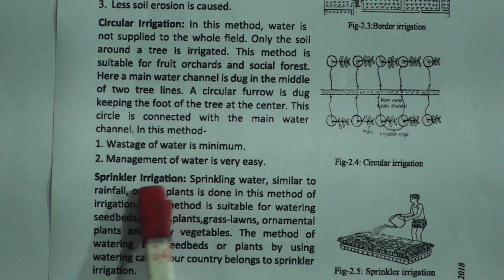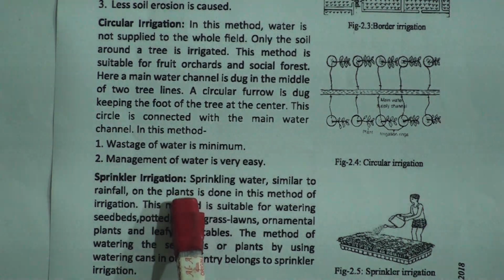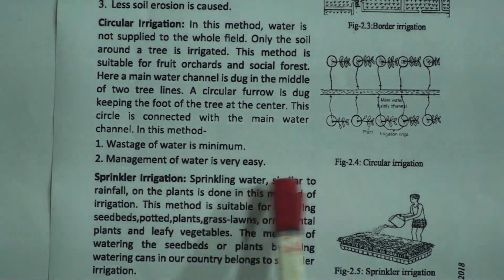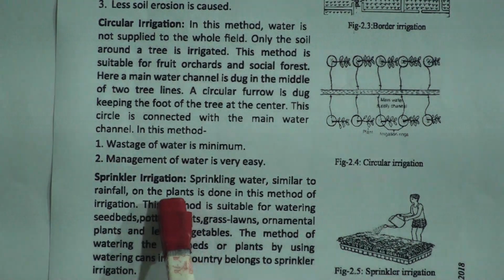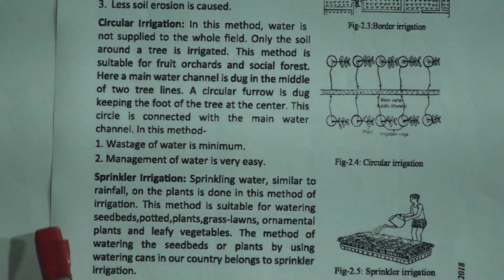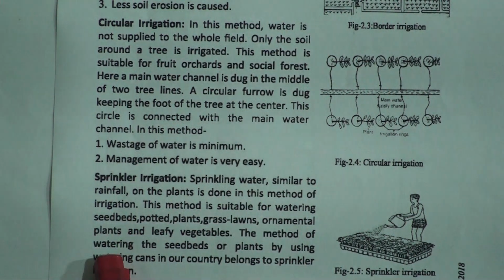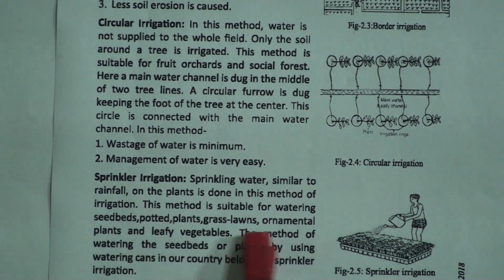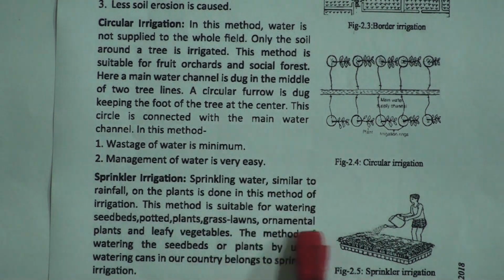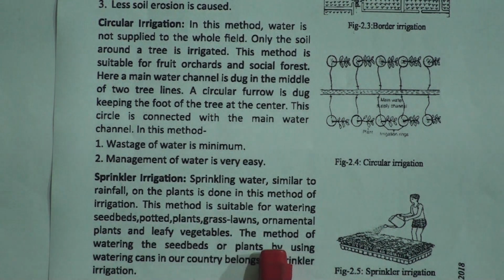Now we will know sprinkler irrigation. Number 5, sprinkling water similar to rainfall on the plants is done in this method of irrigation. This method is suitable for watering seedbeds, potted plants, grass lawns, ornamental plants and leafy vegetables. The method of watering the seed beds or plants by using watering cans in our country belongs to sprinkler irrigation.